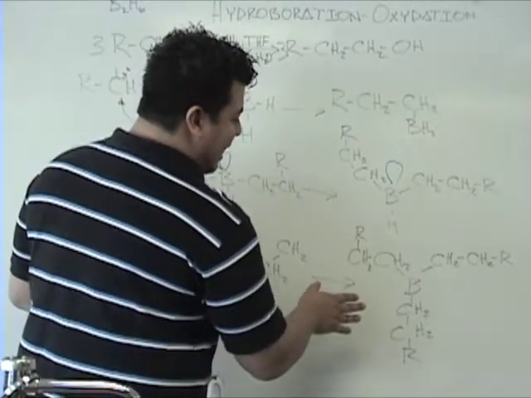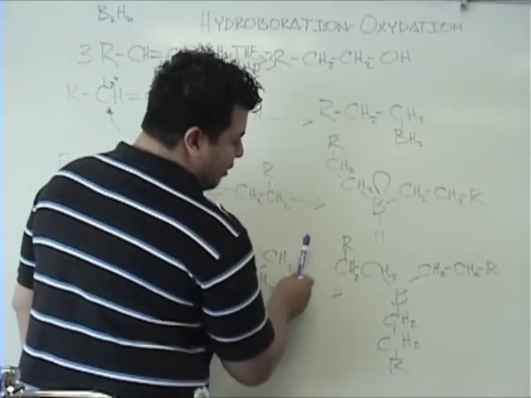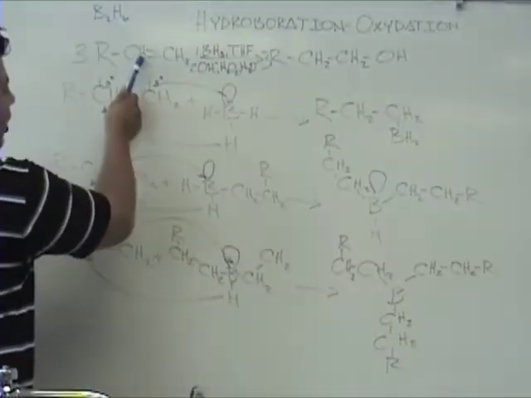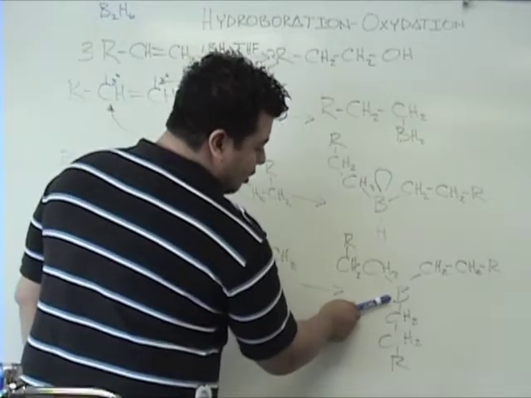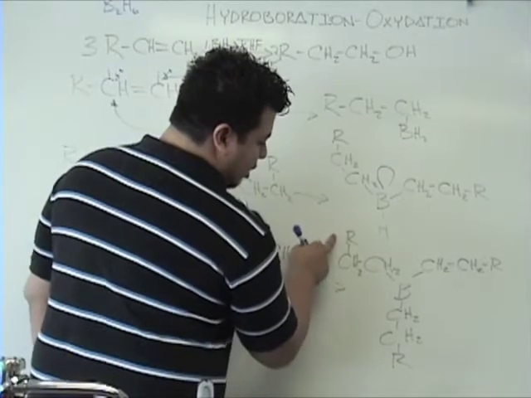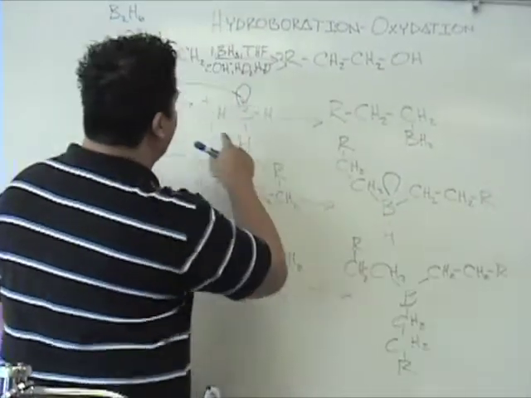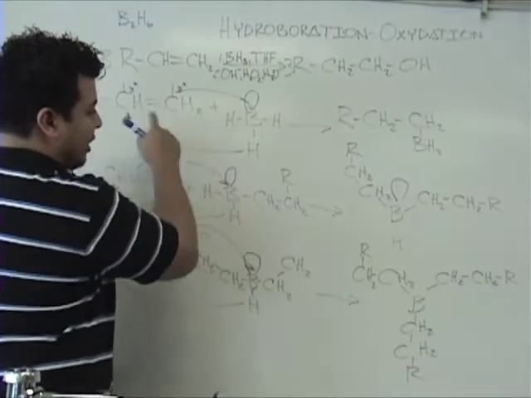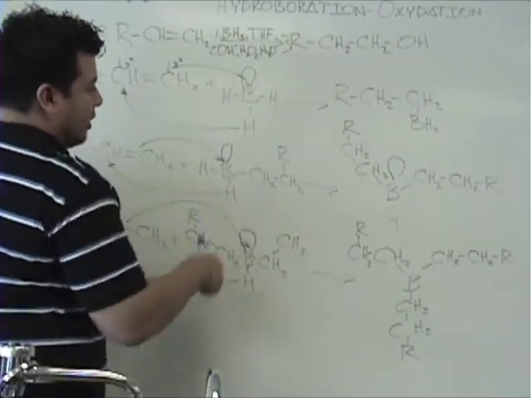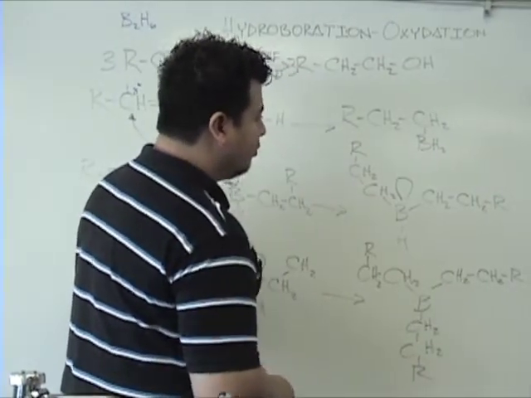So at the end of this step, of step 1, you will have 3 of these molecules attached to the boron, and you will have them like this. The R and the CH2s, you will not have double bonds anymore, because remember the hydride migrated and the double bond was broken to attack the boron. I'm going to show you the next step.